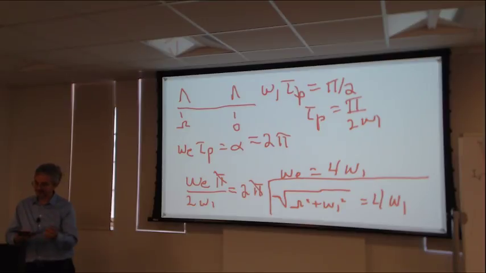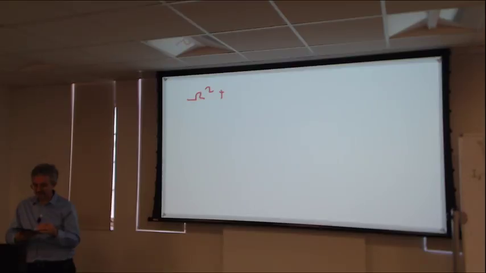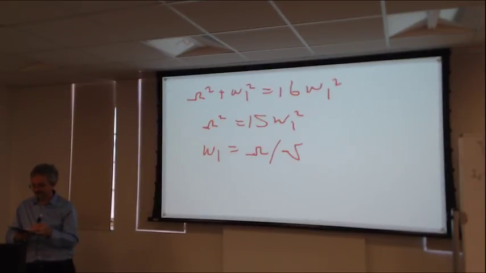I square both sides, right? So when I square both sides, I have omega squared plus omega 1 squared equals 16 omega 1 squared, or omega squared is 15 omega 1 squared, and omega 1 is equal to omega divided by the square root of 15.